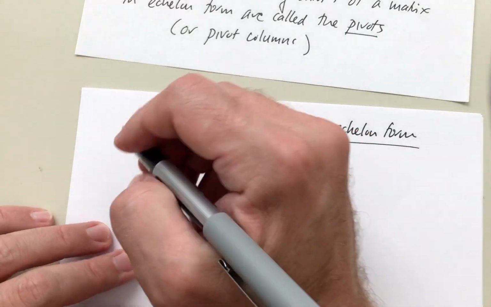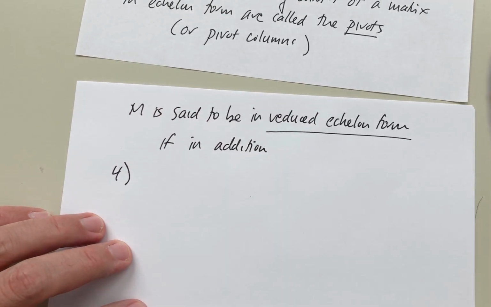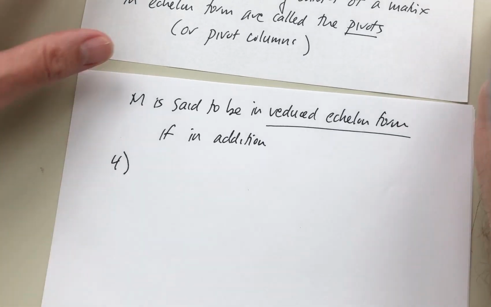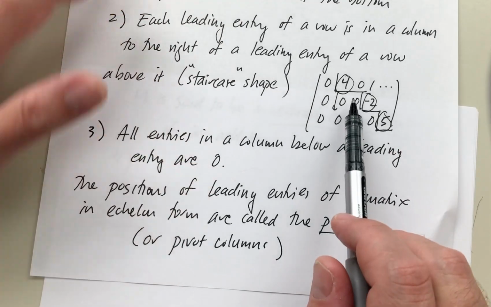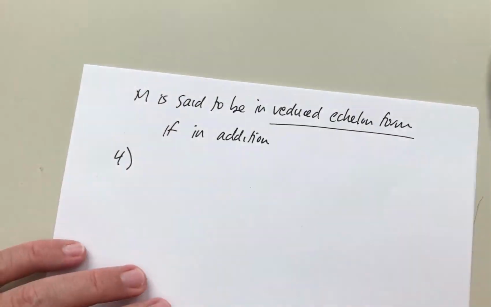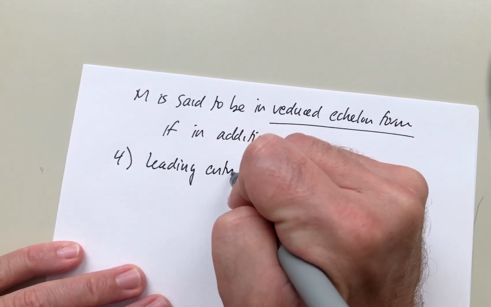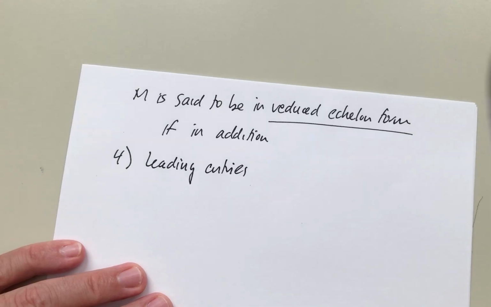So the first thing we're going to ask for is that not only are those, well, the leading entries we know can be anything when we were in echelon form, right? So these leading entries can be any number. What we want in reduced echelon form is that the leading entries all have value 1.